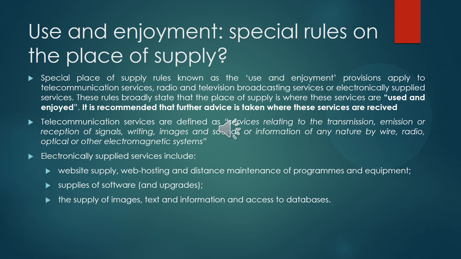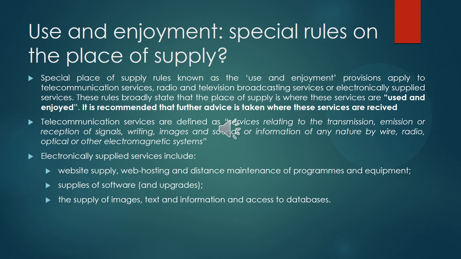The core thing to remember with use and enjoyment, though, is that for the rules to apply, you have to have a three-part arrangement. What do I mean by that? You have your supplier supplying you electronically supplied services. You have to be established, say, in the UK. And you also have to have another leg somewhere which might attach itself to those services outside of the UK, for example, in France. So let's quickly run that over again.